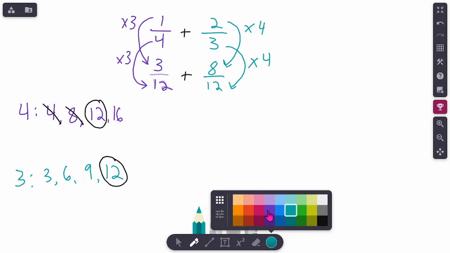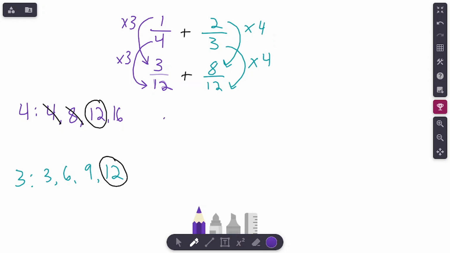And so I'm going to write this underneath here so it's a little easier for us to see. We've got 3/12 plus 8/12. All right, let's solve this, and I've got a couple of questions for you.